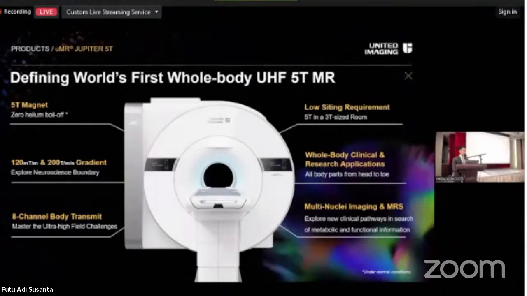We all know that space is precious in Hong Kong. And the 5 Tesla scanner has very low siting requirements. So generally, you can fit a 5T in a 3T room. We do have whole body clinical applications. And finally, we have the capability of doing multinuclear MRI and MRS.